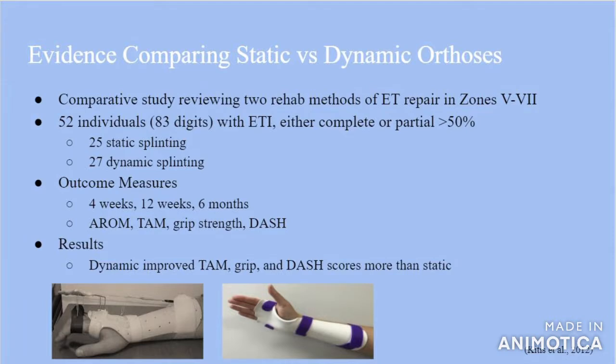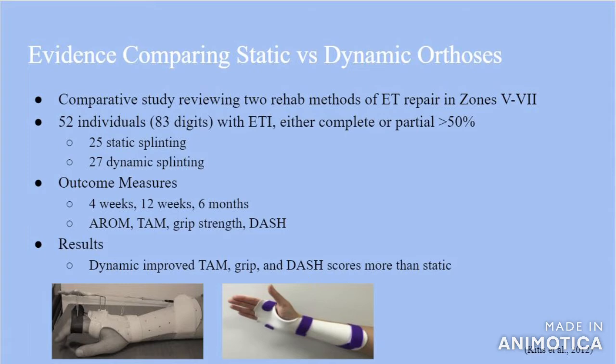This first study compares 2 orthosis rehab methods to help repair function in extensor tendon zones 5 to 7. There were 52 participants with 83 injured digits total, all of which had either complete or partial lacerations greater than 50%. 25 of these individuals were provided a static volar WHFO extending to the middle of the proximal phalanx. This placed the wrist in 30 degrees of extension, the MCPs in 45 degrees of flexion, and the IPs free to move.